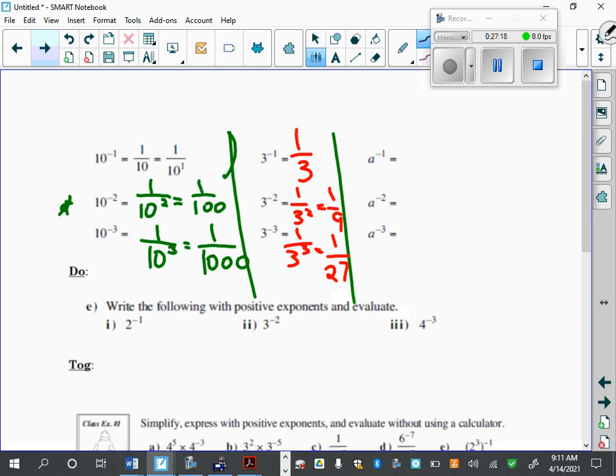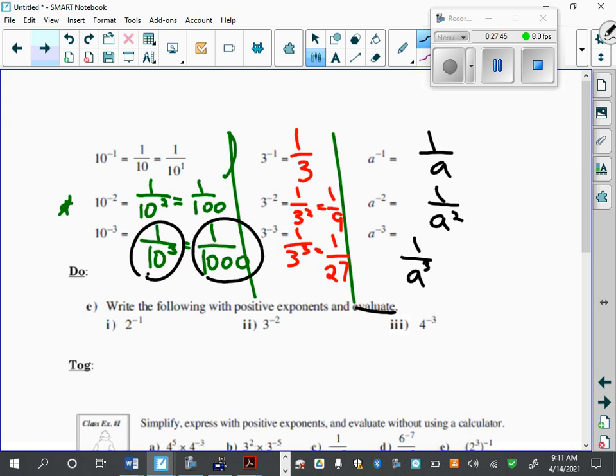Okay, so it's almost easier with letters because you don't have to do anything as far as 3 squared. 1 over a to the positive 2 is just that. You leave it. 1 over a to the positive 3 is just that. Okay, so those are negative exponents, and now you saw this word for homework. Evaluate means what we did here. So you can't leave it as 10 cubed. You've got to put it as 1 over 1,000.